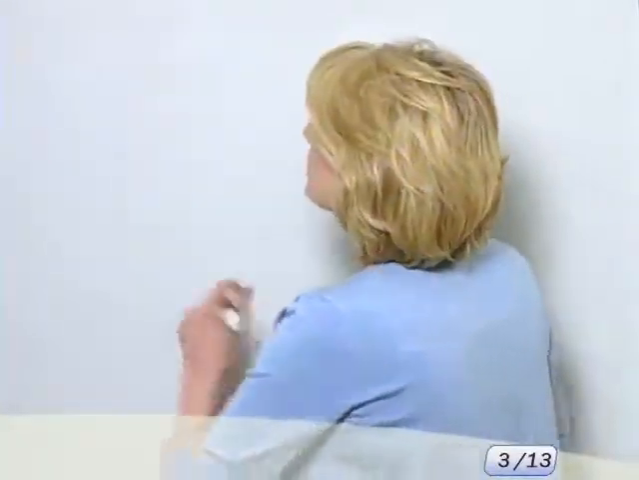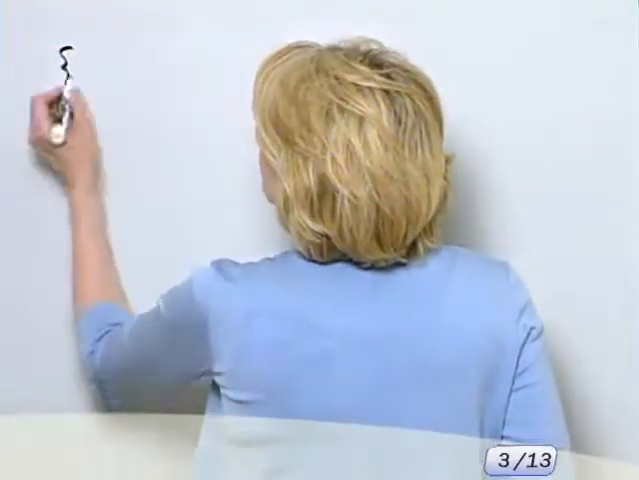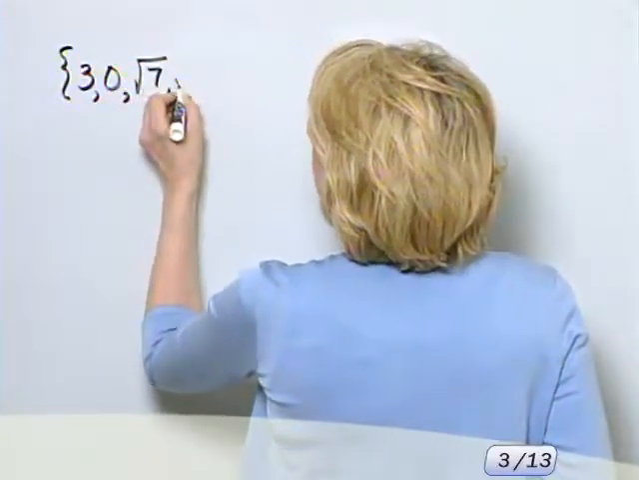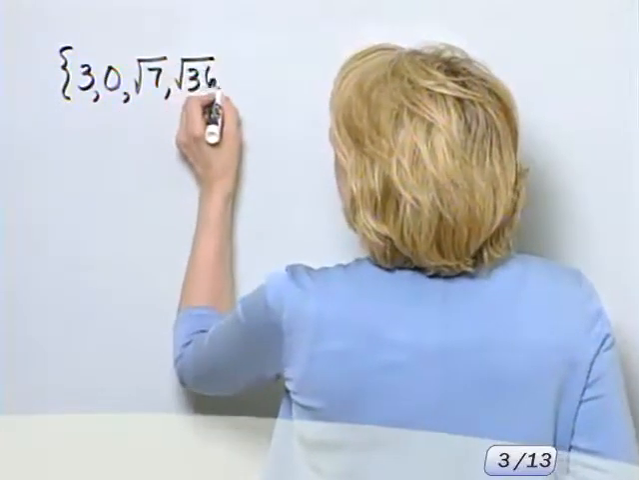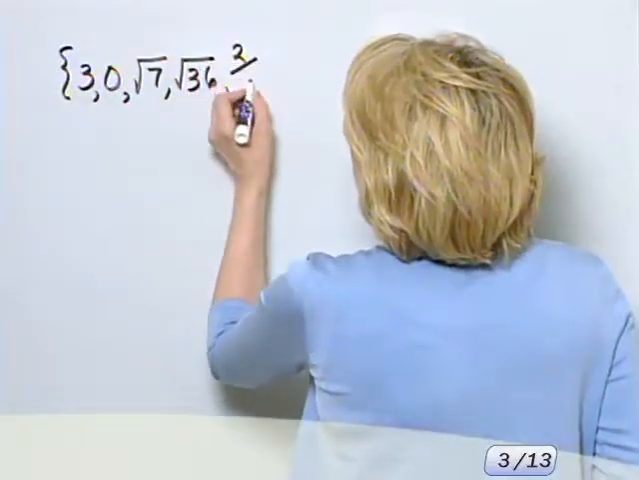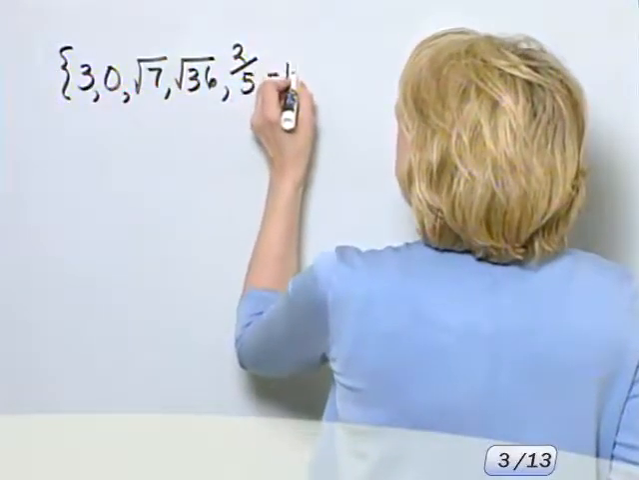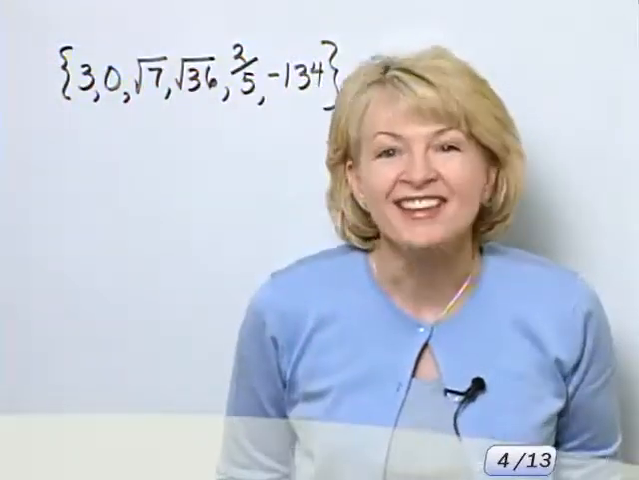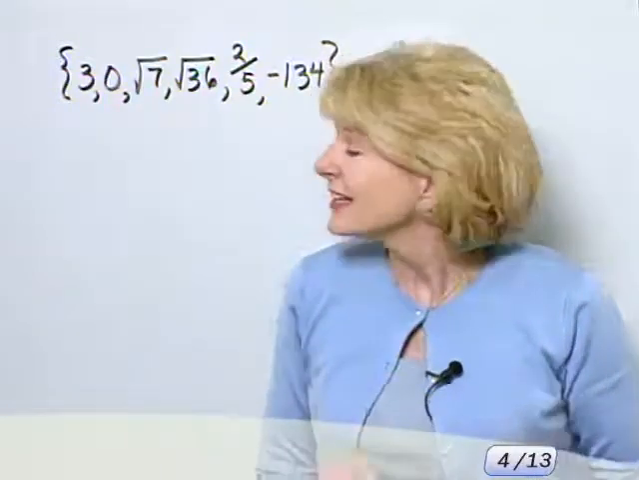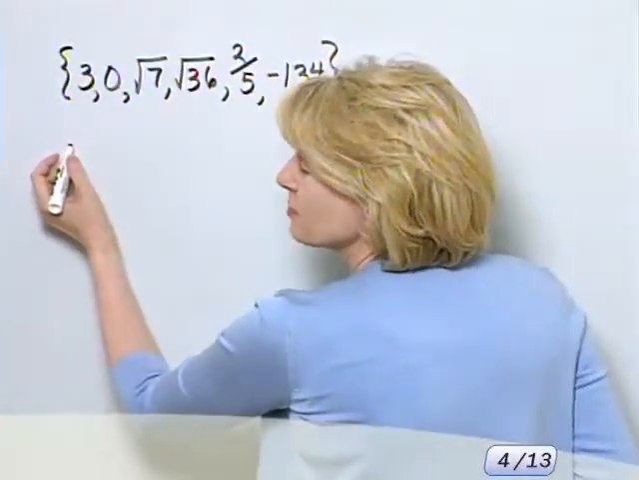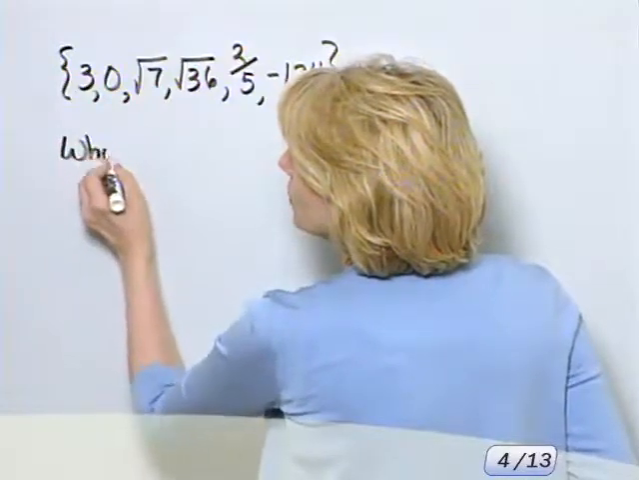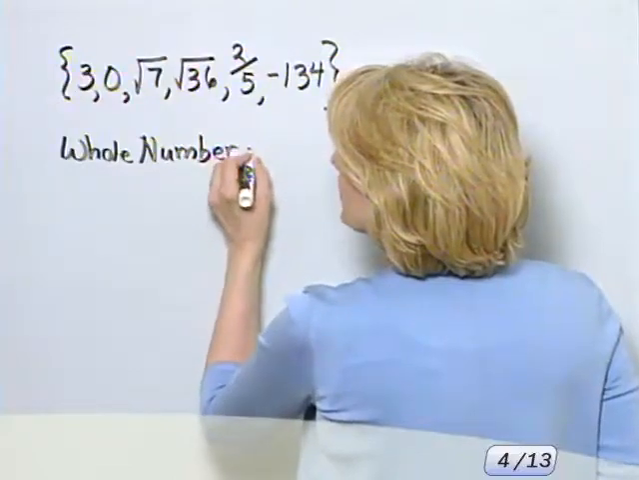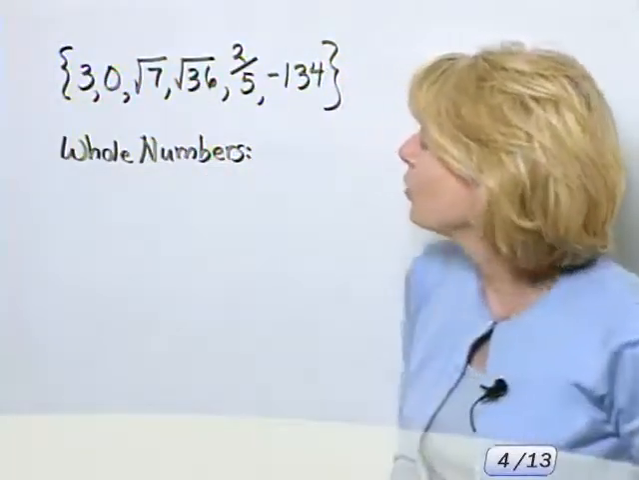Let's now look at a set of real numbers. Let's take the set consisting of, say, 3, 0, square root of 7, square root of 36, 2/5, and let's put a negative number in there. All right, I have a set of various real numbers. Let's talk about which of these numbers are whole numbers. Which of these numbers are whole numbers?